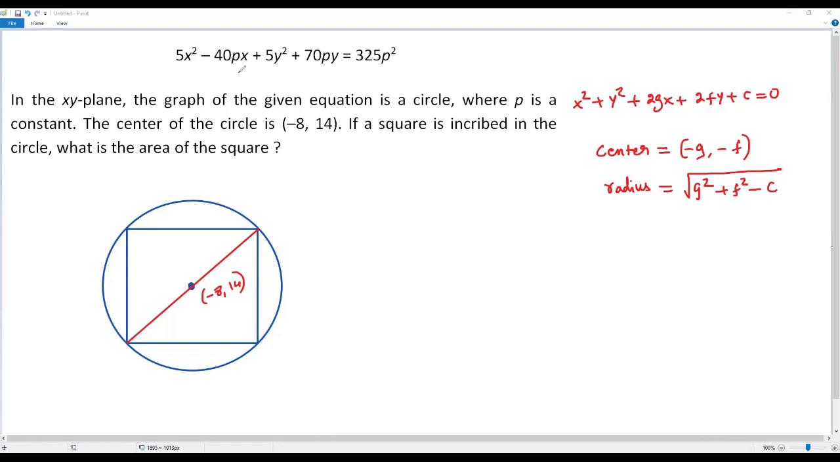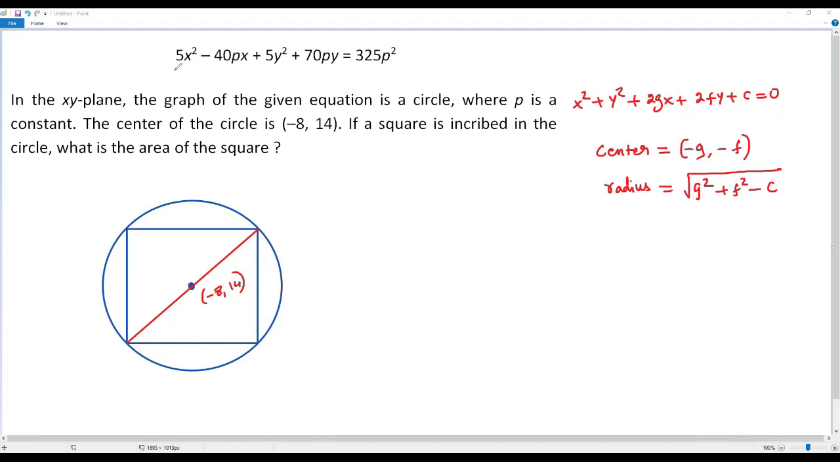Now what we have to do is get the given equation exactly in this form, so that we'll be able to get the values of g, f and c. Then we can get the radius of the circle. Once we get the radius, it can be multiplied by 2 to get the diameter of the circle, which is the length of the diagonal of the square. Now let me take the given equation and write it exactly in this form.